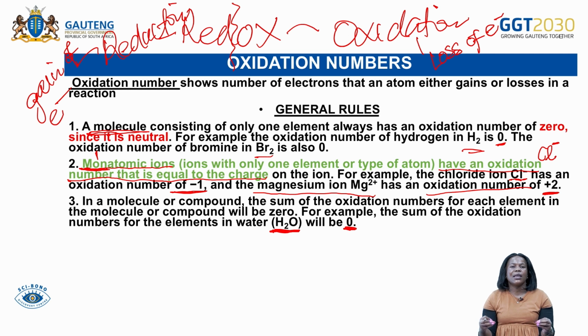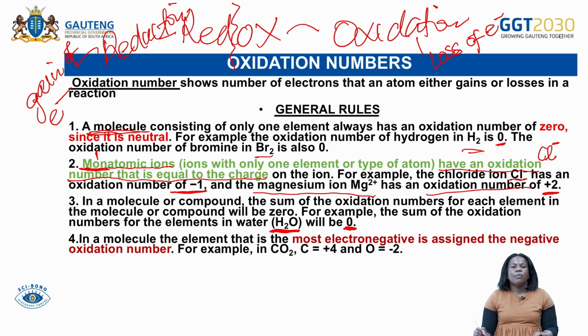Okay, so that is why we're saying the sum of oxidation numbers of each element in a molecule will be what? Will be 0. Rule number 4, in a molecule, the element that is the most electronegative is assigned the negative oxidation number. So that is why in your carbon dioxide, we know that the charge for your carbon will be positive 4 because of where it is located in the periodic table, and for oxygen is what? It is negative 2. So the most electronegative is what? Is oxygen. That is why it will take what? The negative oxidation number. Okay.